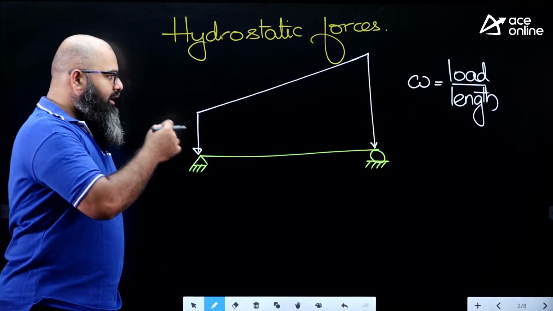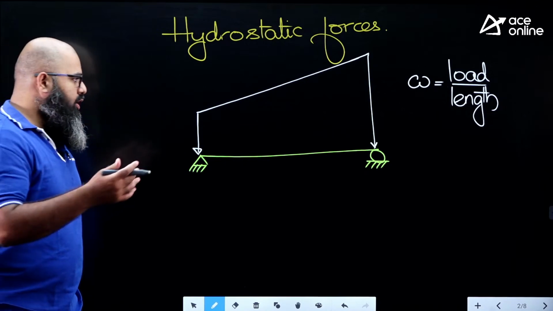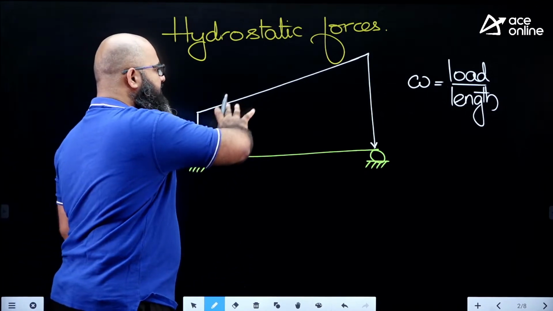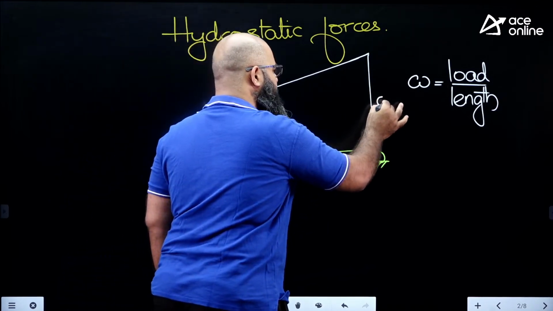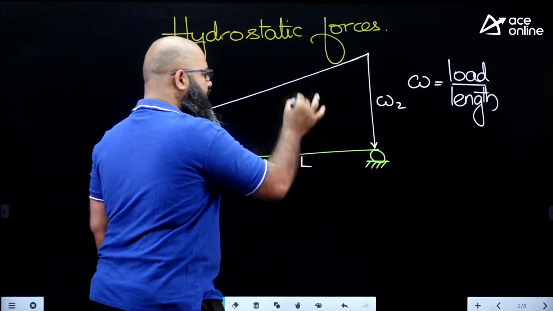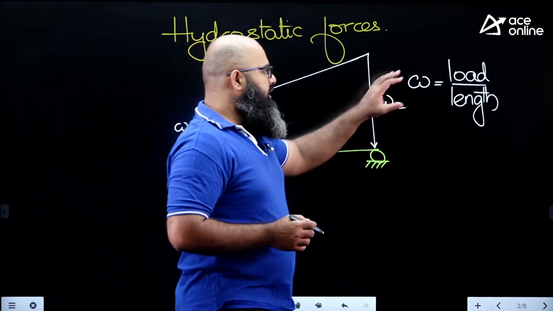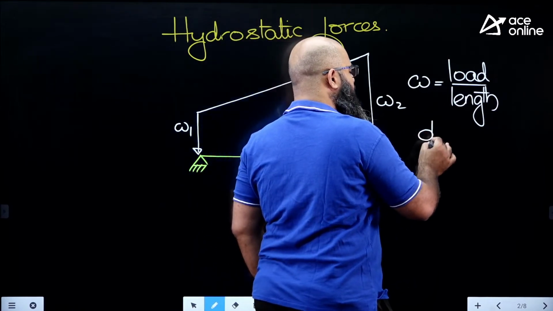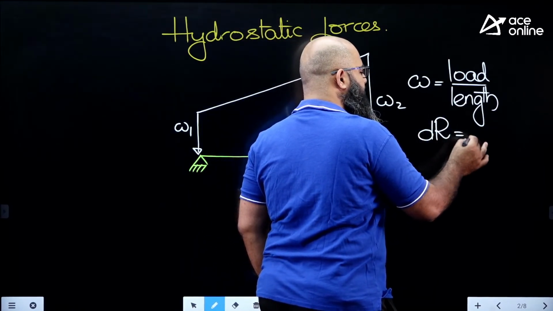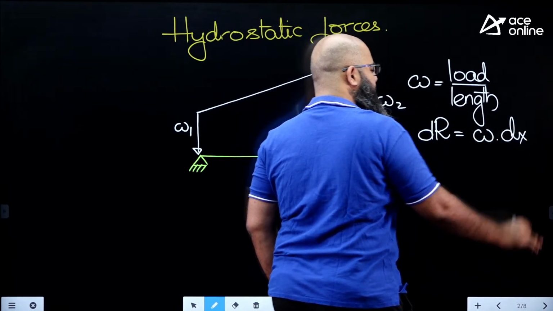If I ask you what is the net force acting on this particular beam, what would you answer? Most probably you're going to answer whatever is the area under this loading, that is equal to the force acting. How do we get that idea? We realize intensity is load per length, therefore the differential force, or differential resultant, must be equal to W multiplied by differential length.